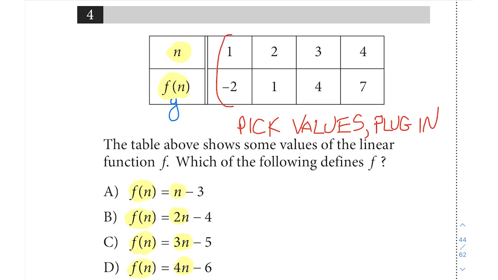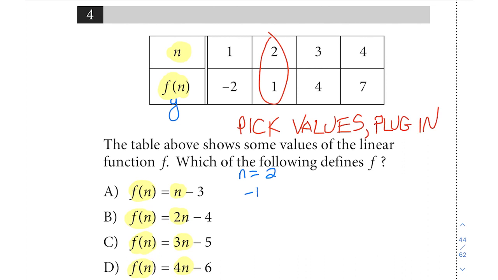I like to keep things positive if possible, so you could pick this set of values, plug in a 1 for n, and see if you get a -2 for f of n, and that would be okay, but my instinct would be, let's try this where we end up with a positive value for f of n when we plug in a 2 for n. That way, we just have to deal with fewer negative results. It makes things a little bit easier when going through the math on it. So here, if I plug in a 2 for n, I should get a 1 as my result for f of n. And let's see if I try that for each of these answer choices.